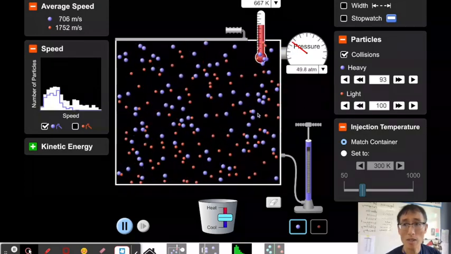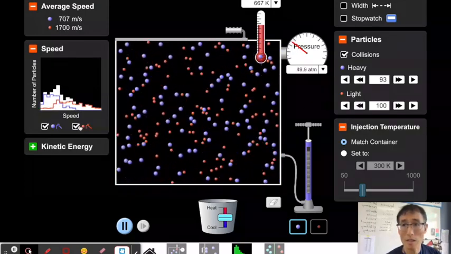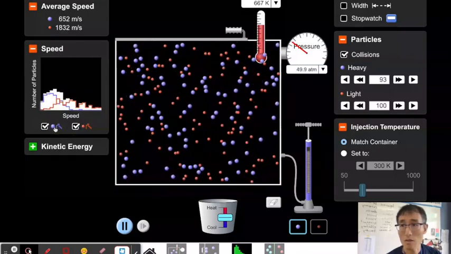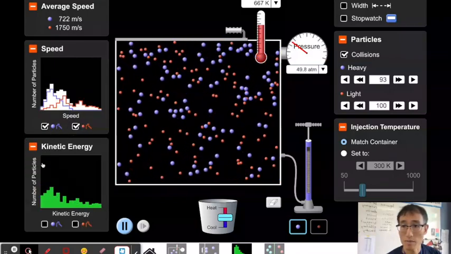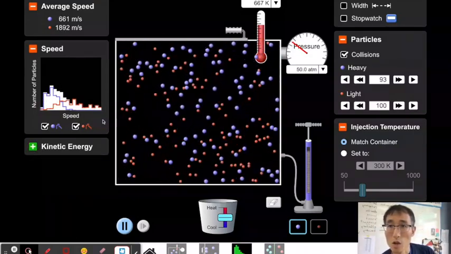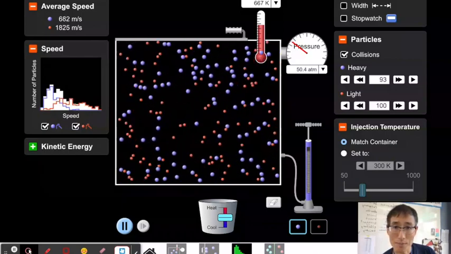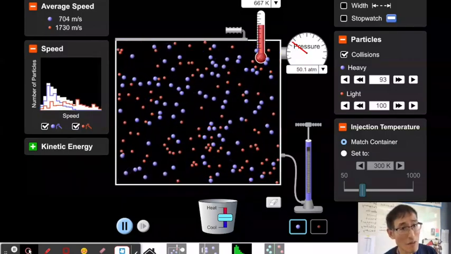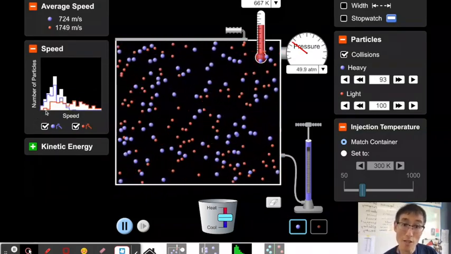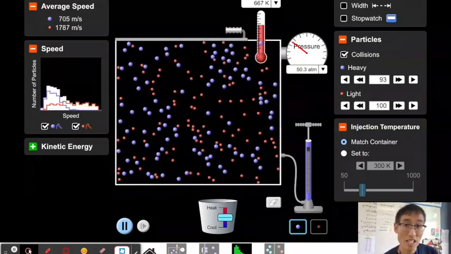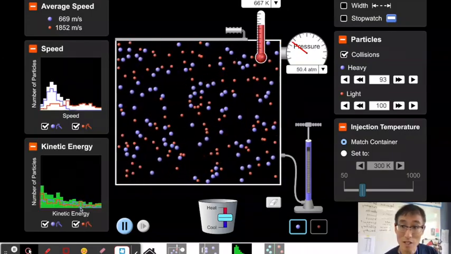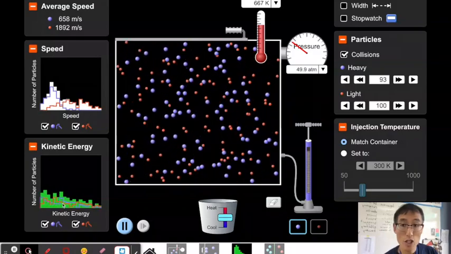And now we can see that, let's see here. If I look at the light particles, even though they're at the same temperature, you can see that they're going to go faster, right? Because they're lighter. And so the kinetic energy has got to be the same. So if I look at the kinetic energy of the red and the blue, they should be about the same.